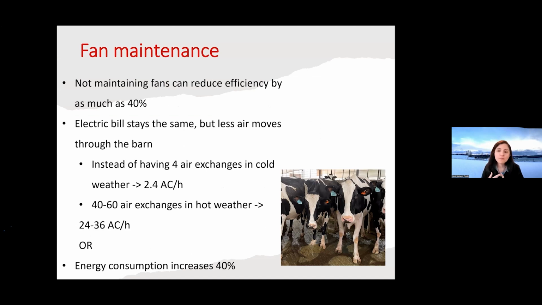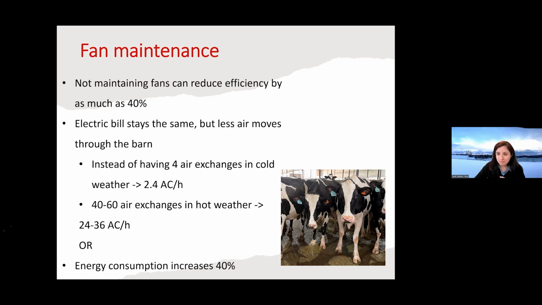There is a lot of information available online. They say if you don't maintain fans, they can reduce efficiency by 20 to 25%, up to 40%. This means that there are two options. One, electric bills will stay the same if the fan efficiency goes down, but less air will move through the barn. So instead of having 40 to 60 air exchanges in hot weather, we will have 24 to 36 air exchanges.